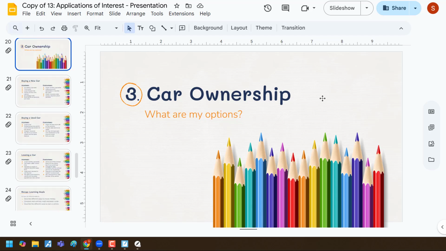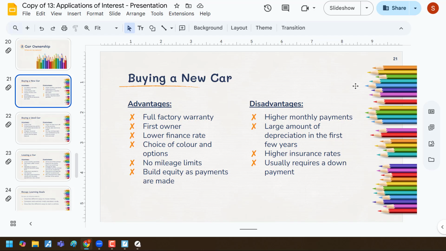Car ownership. What are my options? Buying a new car. We've got advantages such as full factory warranty. You're the first owner. You get a lower finance rate. Choice of color and options. No mileage limits. And you build equity as payments are made.